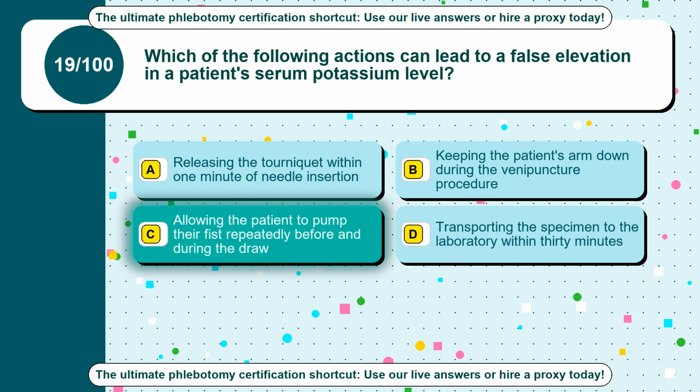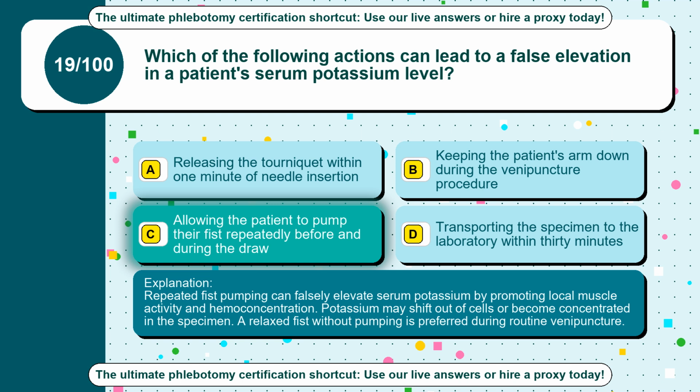The correct answer is option C, allowing the patient to pump their fist repeatedly before and during the draw. Repeated fist pumping can falsely elevate serum potassium by promoting local muscle activity and hemoconcentration. Potassium may shift out of cells or become concentrated in the specimen. A relaxed fist without pumping is preferred during routine venipuncture.